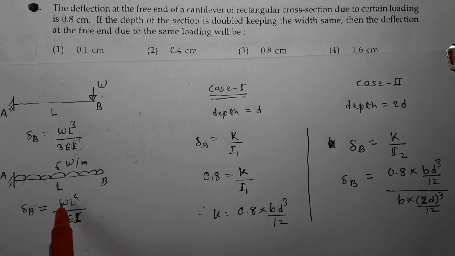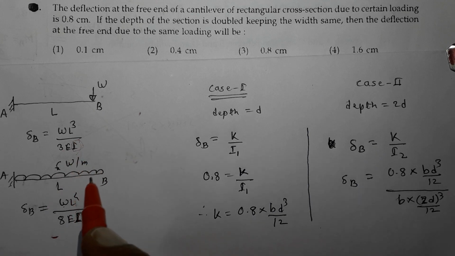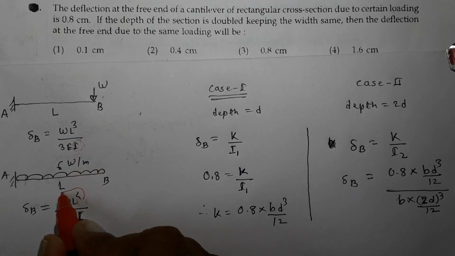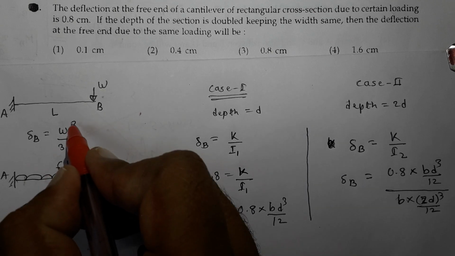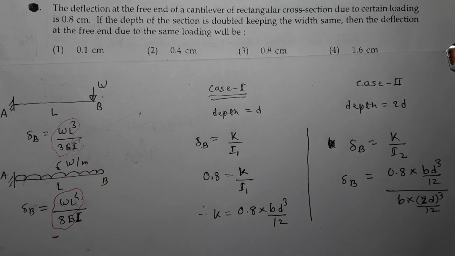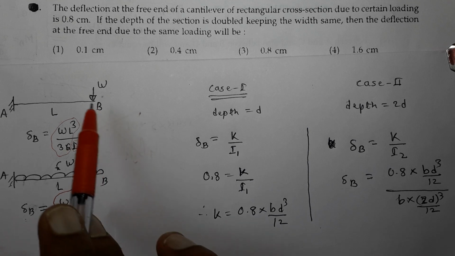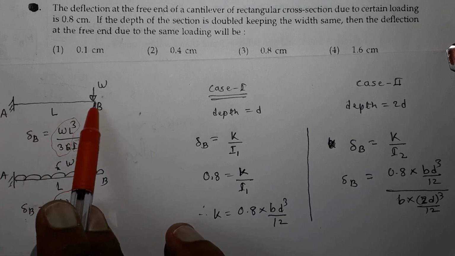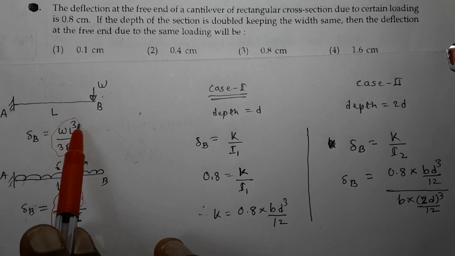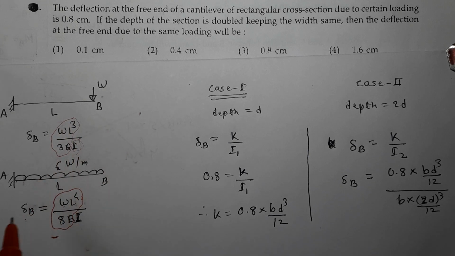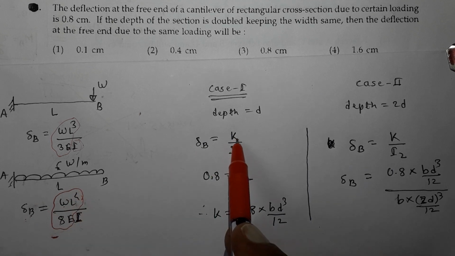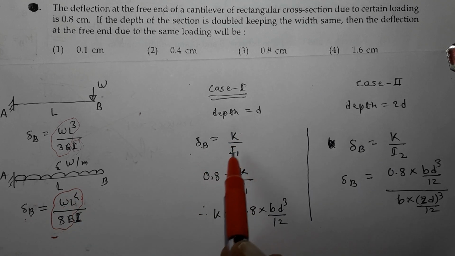So we will have to pay our attention towards this term I. Rest of the terms, that is load W, the span of the beam, the material of the beam have been kept constant. It means that this entire term is constant, isn't it? So in case of a cantilever beam, if the loading, the span and the material are kept constant, then delta B, the deflection at free end, is inversely proportional to the moment of inertia. So instead of this entire term, I am writing it as K. So delta B is equal to K divided by I.